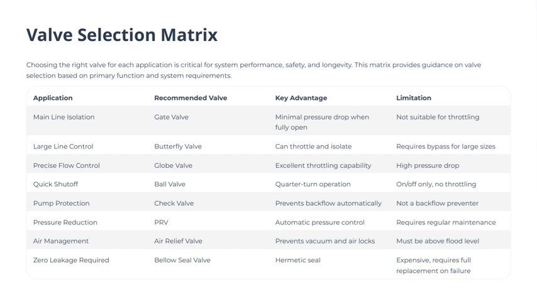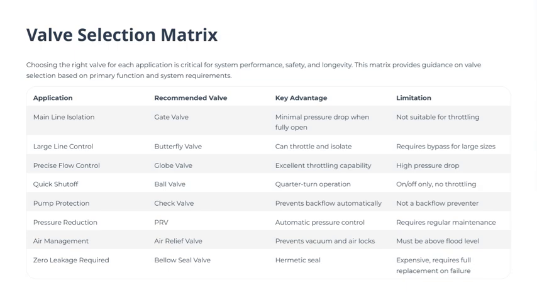Moving on, the check valve protects the pump by allowing flow in only one direction. It's on-off only, with no throttling capability. Its quarter-turn operation makes it quick and easy to operate. The ball valve offers quick shutoff capabilities and is ideal for high-pressure drops. It has excellent throttling capabilities, making it versatile for various flow control needs.